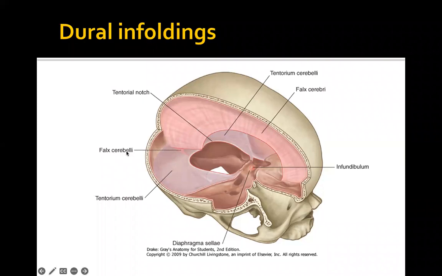Then the falx cerebelli, as the name implies, cerebelli, it will be separating the cerebellum. So look at the difference. This is falx cerebelli, and that is falx cerebri. So the cerebri will separate the cerebral hemisphere, and then the cerebelli will separate the left and right cerebellum. And you can see that here. The dashed line shows that it is hidden. That is what is hidden here. It is hidden by the tentorium, okay?